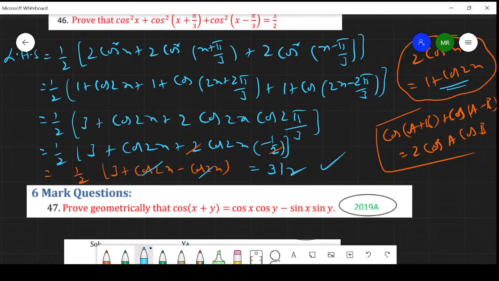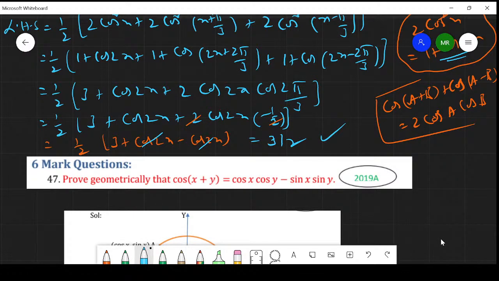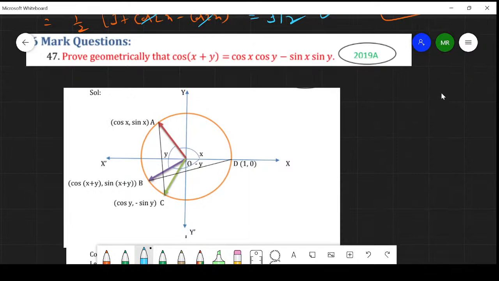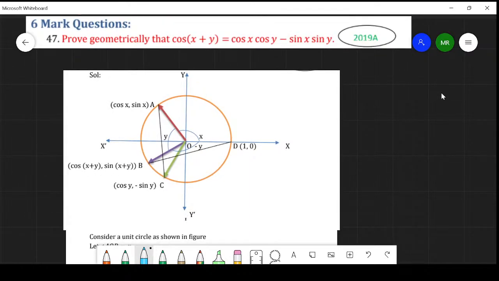See the last one now. Prove geometrically that cos of x plus y is equal to cos x cos y minus sin x sin y. So this is an important derivation. Every year they are asking this problem, no doubt. Every year, no doubt, they are asking this question.